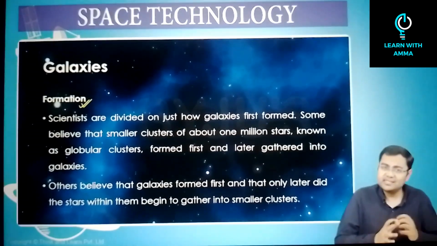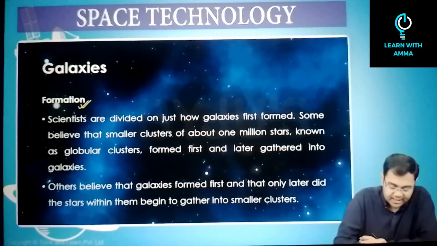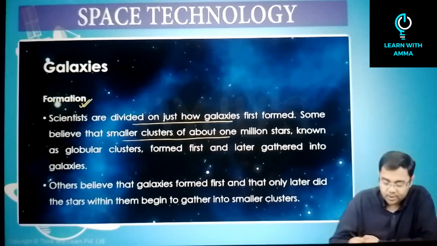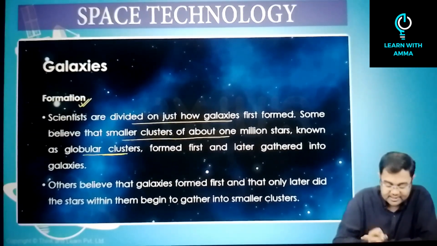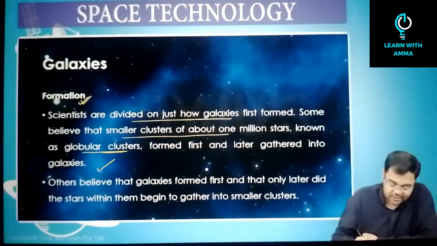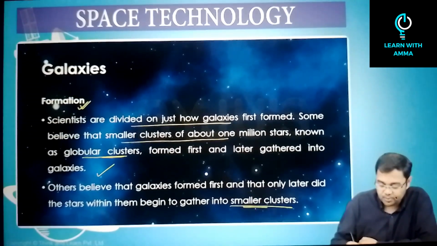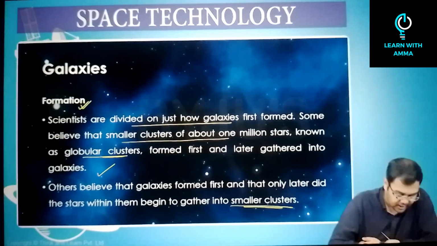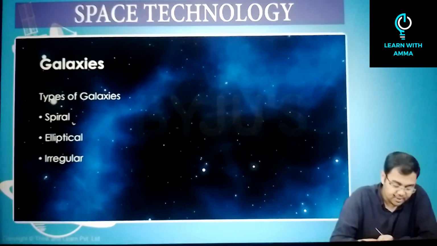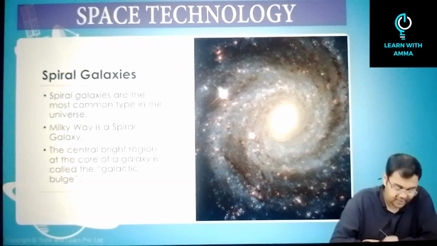So formation of galaxies has different theories. Some believe in the first set, some believe in the second set. Scientists are divided on just how galaxies are formed. Some believe that smaller clusters of about 1 million stars known as globular clusters formed first and then later gathered into a galaxy. Others believe that galaxies formed first and only later the stars within them began to gather into small clusters. So that's why I said that there is a difference in opinion about galaxies. In general we have three kinds of galaxies: spiral galaxies, elliptical galaxies and irregular galaxies. What are these? Let's have a look at them.